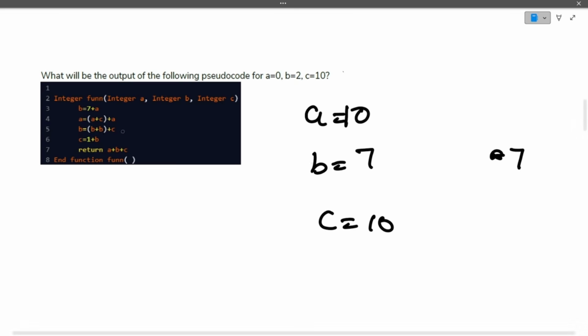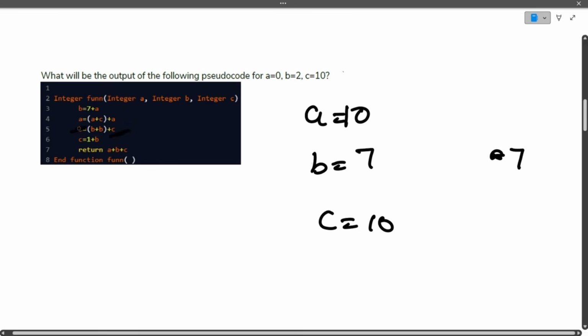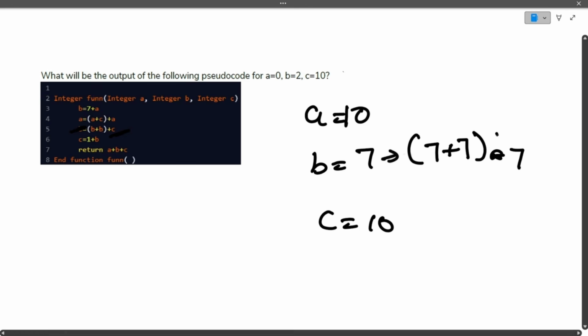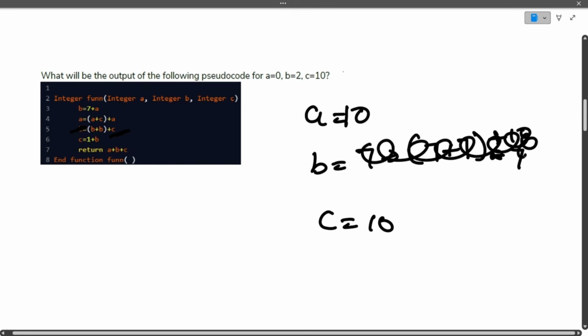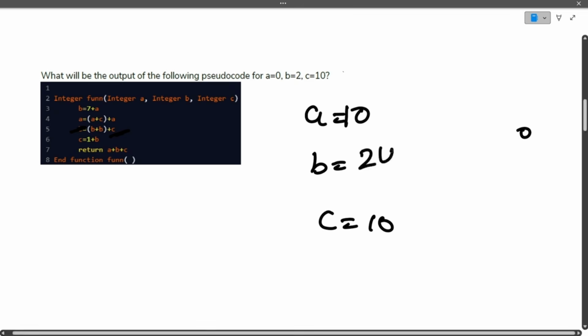Next, the B value is again getting updated on this line. You can see on this line, B value is again getting updated. So B is equal to B plus B, that is 7 plus 7 plus C. Plus C is 10. So 7 plus 7 is 14, 14 plus 10 is 24. So now the B value has become 24.